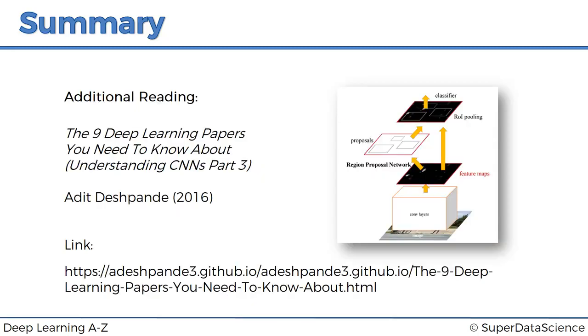If you'd like to do some additional reading, there's a great blog by Adit Deshpande from 2016. You can see the link over there at the bottom. The blog is called The 9 Deep Learning Papers You Need to Know About: Understanding CNNs Part 3. And this blog gives you a short overview of 9 different CNNs that have been created by people like Yann LeCun and others, which you can then go ahead and study further.